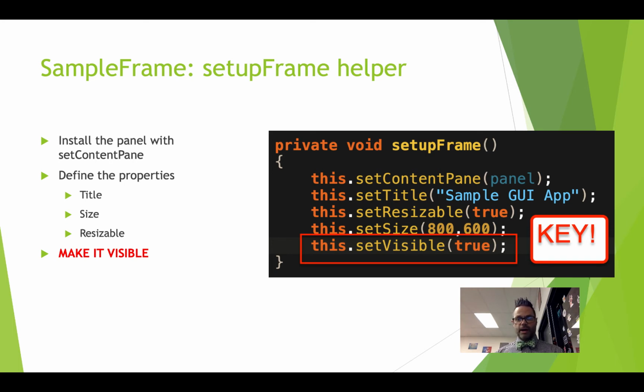Then we have the properties we want to set. The default properties I think you should always set are title, size, and whether or not you want it resizable. Title, give it a good title. You want a window that makes sense, so you can actually see what you're running. The size, make it big enough to make sense.